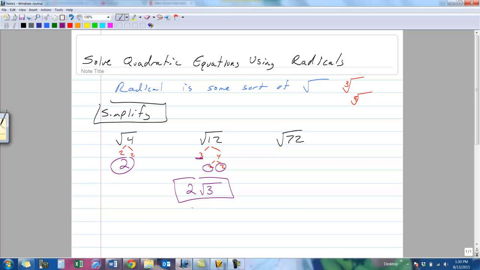Now, this is the exact answer. If you were to put into your calculator root 12 and 2 root 3, you would get the same decimal grossness. The problem is that decimal never ends.